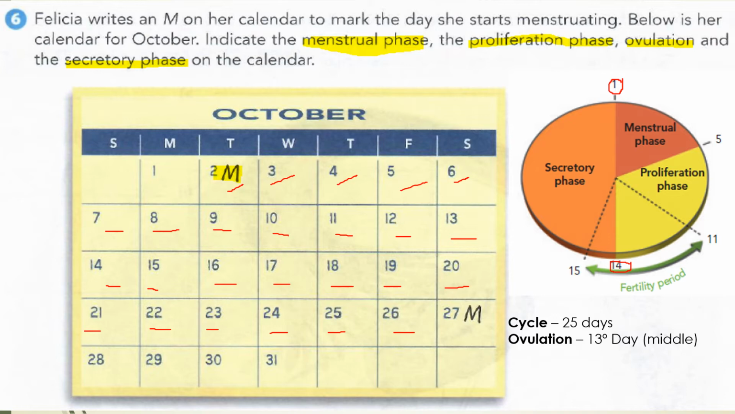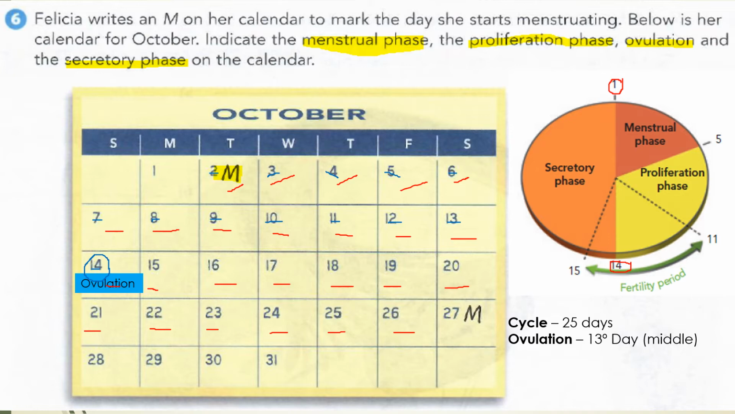How do I identify the ovulation? I count from day 1 until I find the 13th day. So 1, 2, 3, 4, 5, 6, 7, 8, 9, 10, 11, 12, 13. So here is going to be my ovulation date. Oops, sorry. So my ovulation will be here on October 14th. Okay, now it's going to be easier.